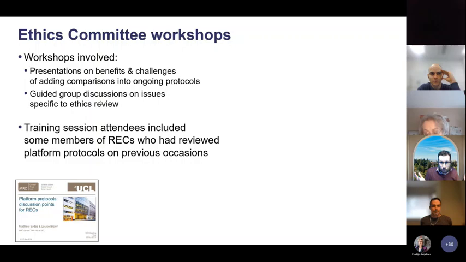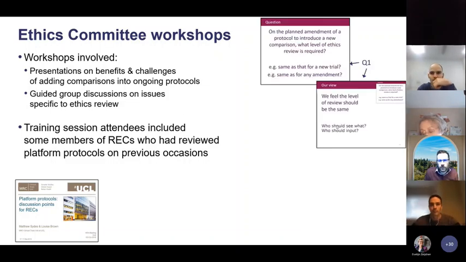So we gave a general presentation about the benefits and the challenges, and then we had structured discussion with them about what they would want to see if something was being added. If there's an amendment coming in, what do they want to know? So we asked questions about the planning of an amendment. What level of ethics review is required? Because at the moment, a brand new trial goes through a full committee, and an amendment often goes to a sub-panel, and the sub-panel might be the chair and maybe one of the lay members.